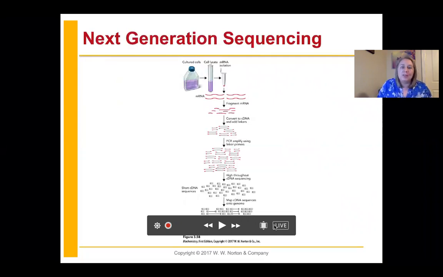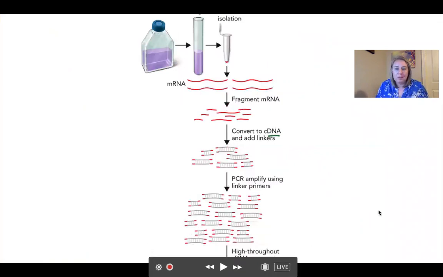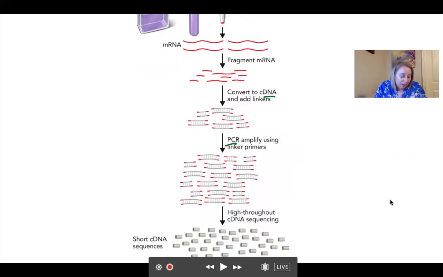The other way to do this is to do next generation sequencing analysis, right? So it's the same thing. You start with your cultured cells and you isolate your mRNA. Now that you have your mRNA, you convert that to cDNA. So this is pretty standard as to what we did before, right? And then we PCR amplify our cDNA. We went mRNA, cDNA, and then we amplified it. When we amplify it, we then sequence this.